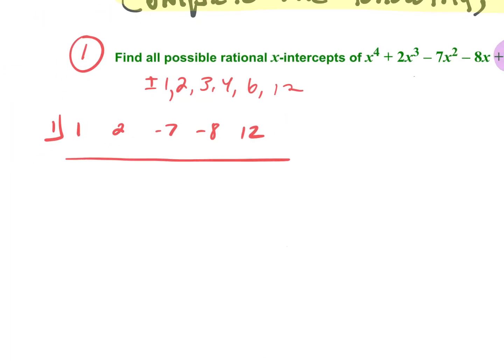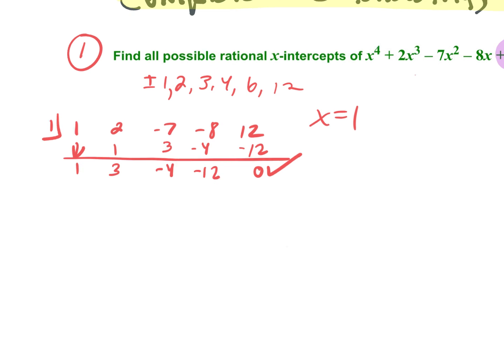So for our synthetic division, we're going to bring down the 1. 1 times 1 is 1. 2 plus 1 is 3. 3 times 1 is 3. Negative 7 and 3 is negative 4. Negative 4 times 1 is negative 4. Negative 8 and negative 4 is negative 12. What's 12 and negative 12? So then I get 0. So I've discovered that one of my zeros is x equals 1.